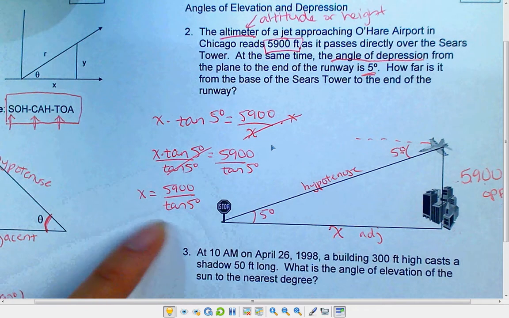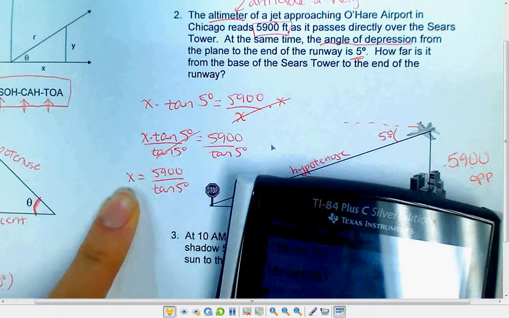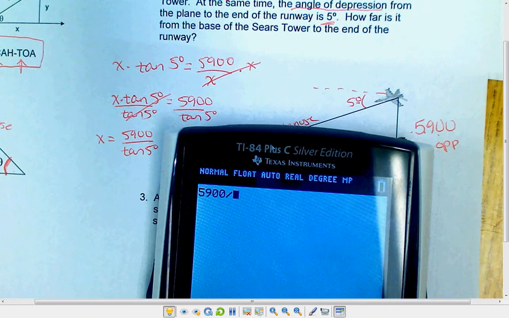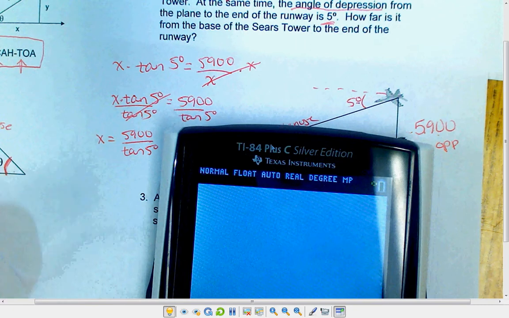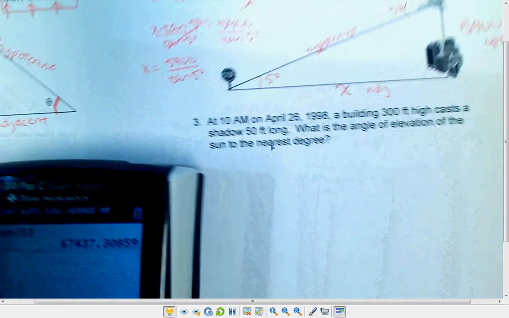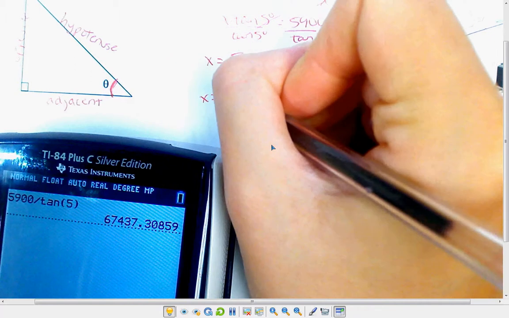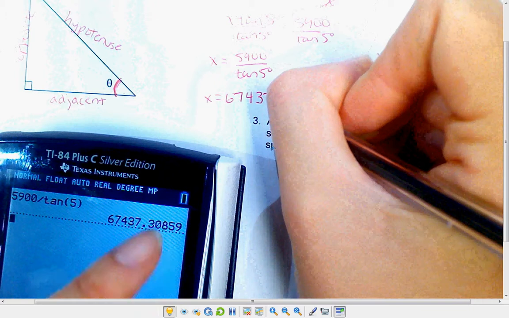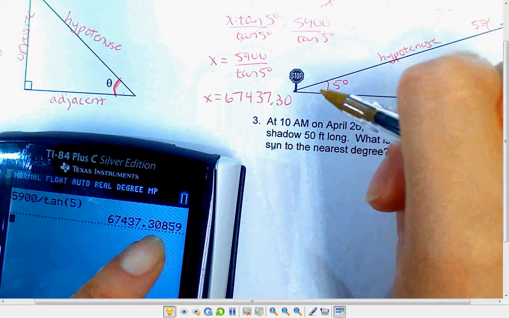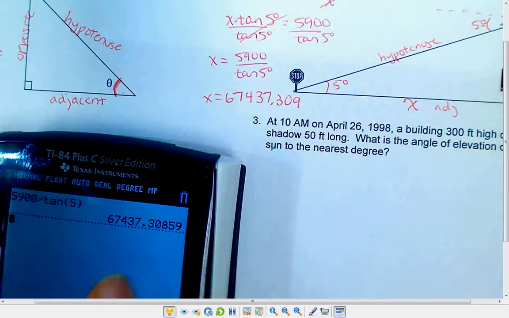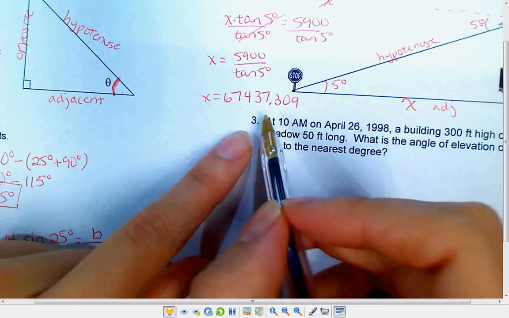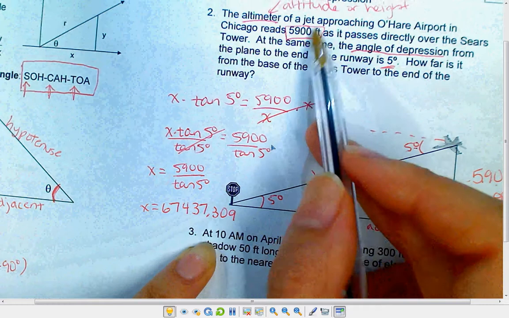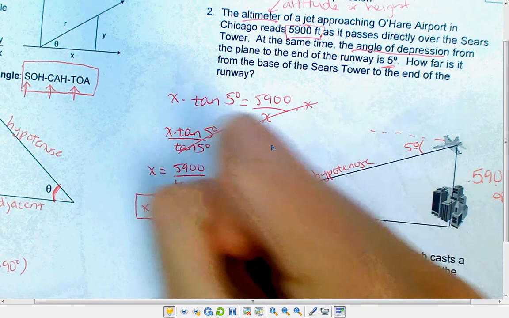So now here, once we've solved for x, we can put this into our calculator, again making sure we're in degrees mode. 5,900 divided by tangent of 5 degrees. And this gives us 67,437 point, again 3 decimal points, 3, 0, and this 8 rounds up to a 9 because of the 5 after it. And since this is how far it is, this is distance, this is measured in feet. So here's my answer right here.